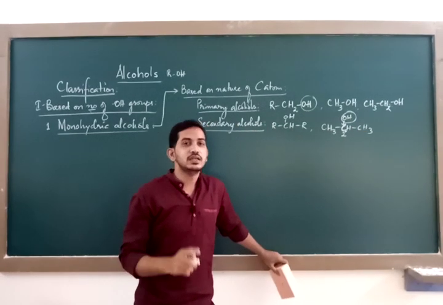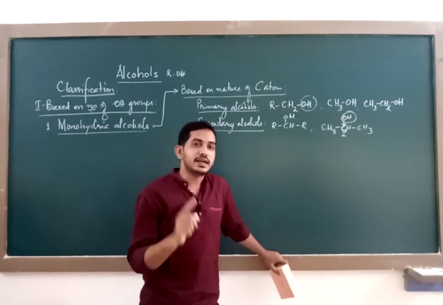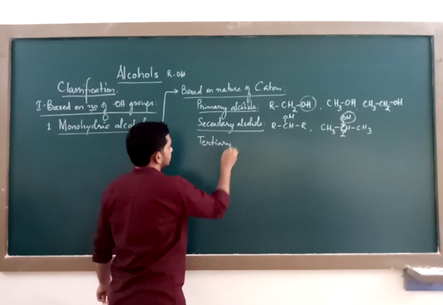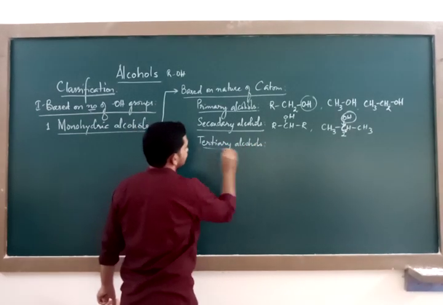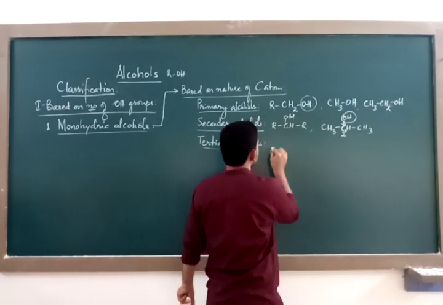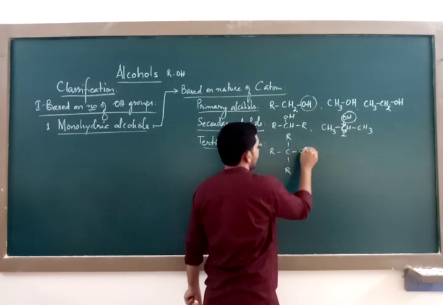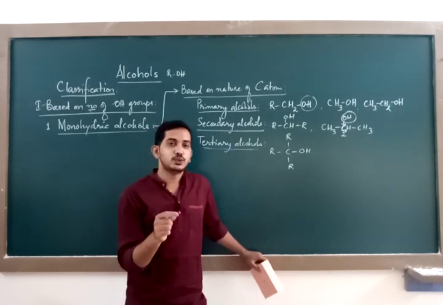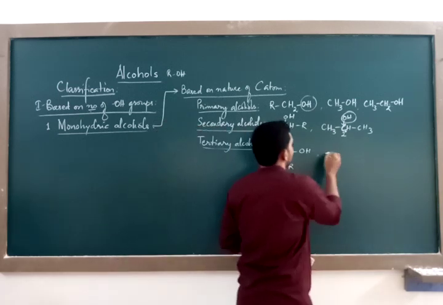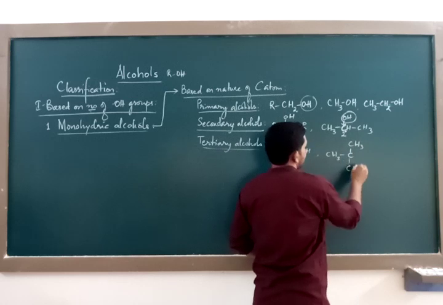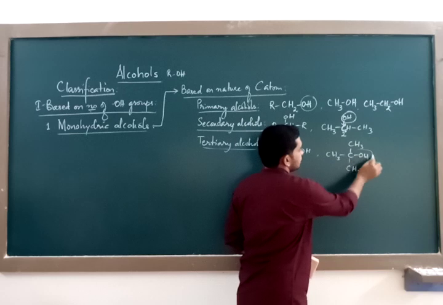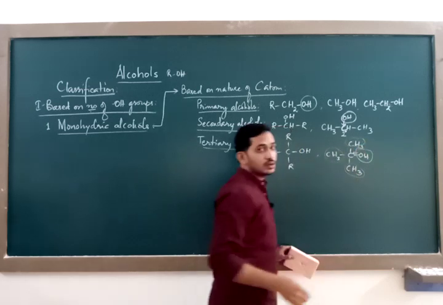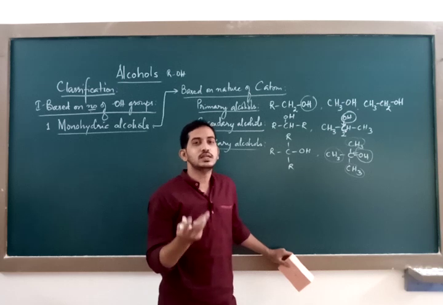So secondary alcohols are those in which the hydroxyl group is attached to a secondary carbon. A secondary carbon is the one which is attached to 2 carbons. Then we have tertiary alcohols. Tertiary alcohols are those in which the hydroxyl group is attached to a tertiary carbon atom. What is a tertiary carbon atom? A tertiary carbon atom is the one in which the carbon is attached to 3 other carbon atoms, 3 other alkyl groups. Example, tertiary butyl alcohol. More famous examples you will study in the coming classes. Here the hydroxyl group is attached to this carbon and this carbon is attached to 3 alkyl groups, meaning 3 carbon atoms. Therefore, a tertiary carbon is the one which is attached to 3 carbon atoms.